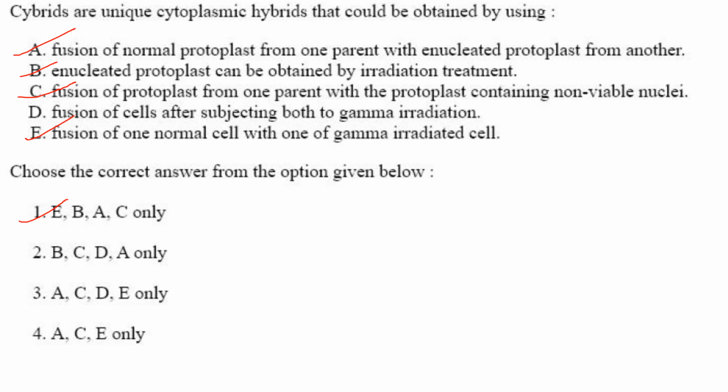hybrids. Then D, fusion of cells after subjecting both to gamma irradiation, both will result in non-viable nuclei. Then what will be the result of using both of them? No result. You won't get any hybrids. So D is not correct. E, fusion of one normal cell with one gamma irradiated cell. E is correct. So A, B, C, E. Answer is option 1.